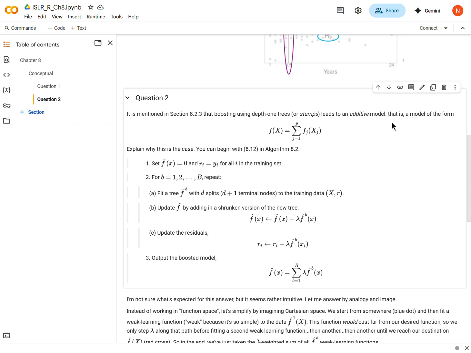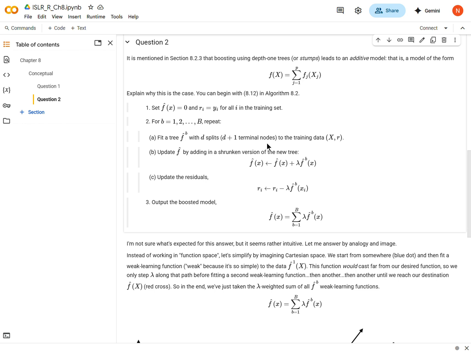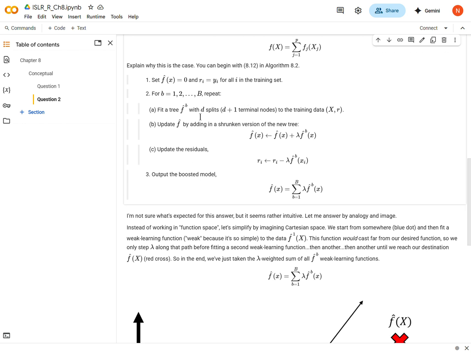Okay, so now we're meant to explain why boosting gets us a model of this form. And it gives us a hint to start with algorithm 8.2, and I've just reproduced algorithm 8.2 right here. I'm not really sure what is expected of this question. I doubt that it wants a rigorous proof, and I don't know that I could put one together on the fly, so I'm just going to answer with pictures and intuition here.